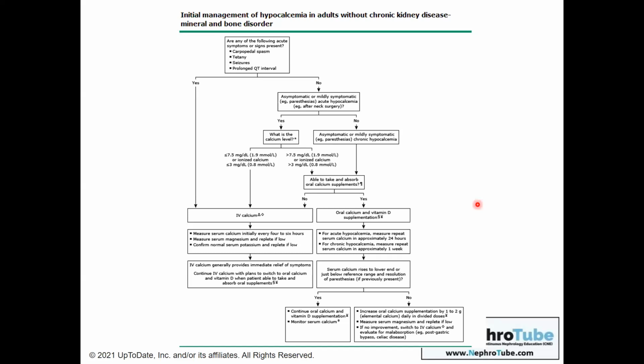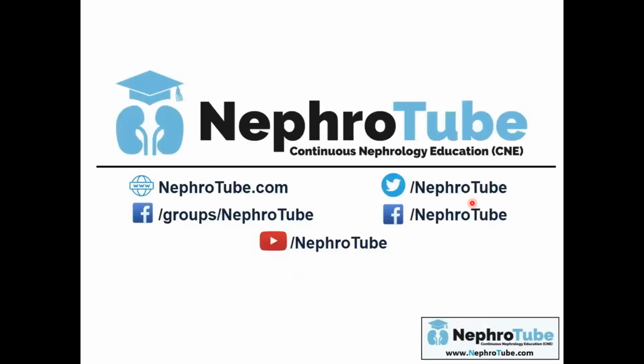So this is a stepwise approach for the patient. If we want to summarize, what are the indications of intravenous calcium infusion in a patient with hypocalcemia? First, if there are severe acute symptoms or signs at presentation. Second, if the patient's serum calcium level is below 7.5 as a total or below 3 milligram per deciliter as ionized, whatever the symptoms. Third, if the patient cannot take or absorb oral calcium supplements, whatever the etiology and symptoms. And finally, if there is no improvement of the calcium level after a trial of oral calcium supplementation. So these are the indications of intravenous calcium in patients with hypocalcemia.